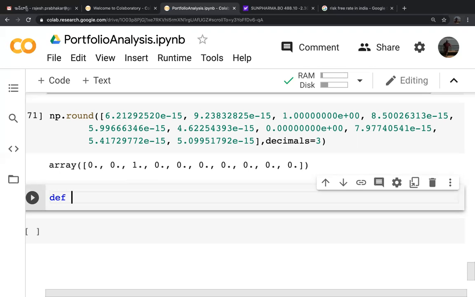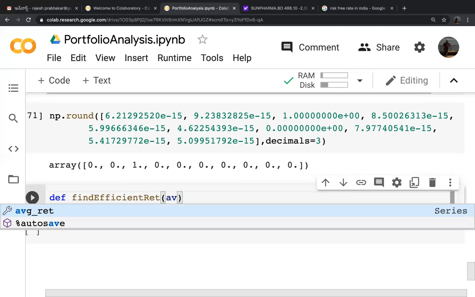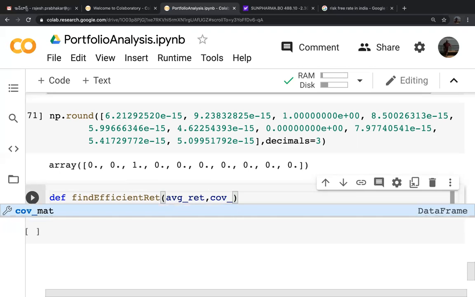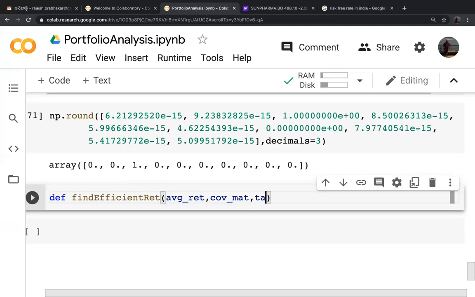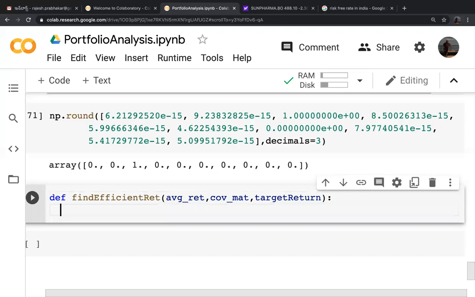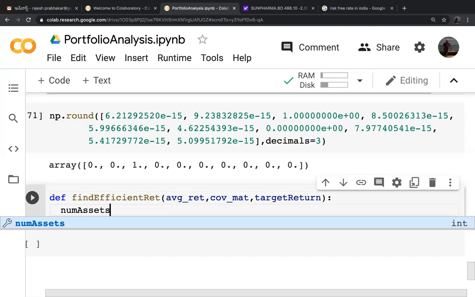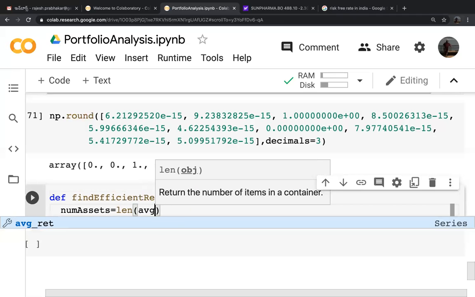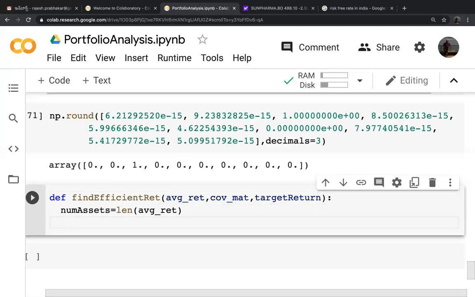So df_find_efficient_return, which is average_red, covariance_mat, target_return. We'll have a target return. Based on that, we'll do this. Num_asset is equal to length of avg_red.